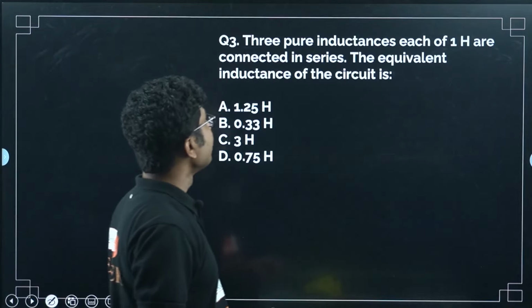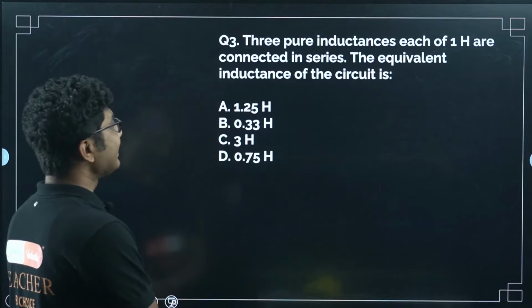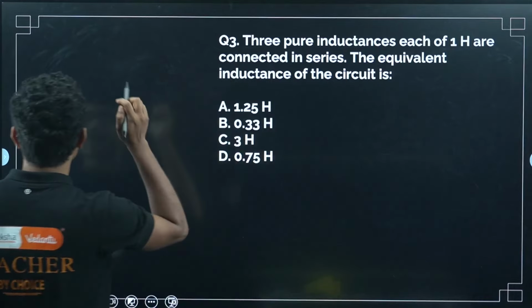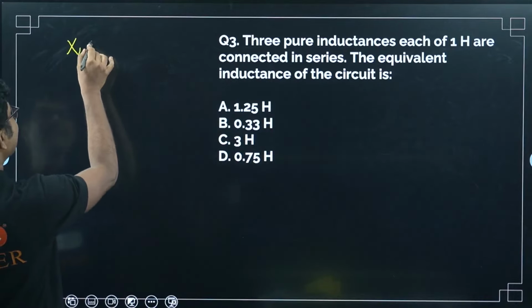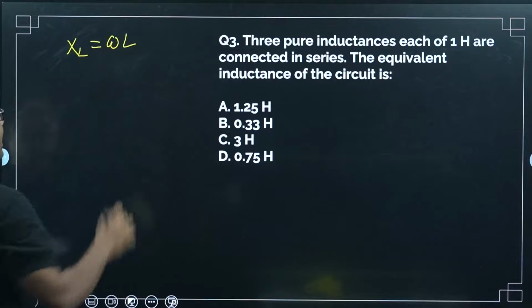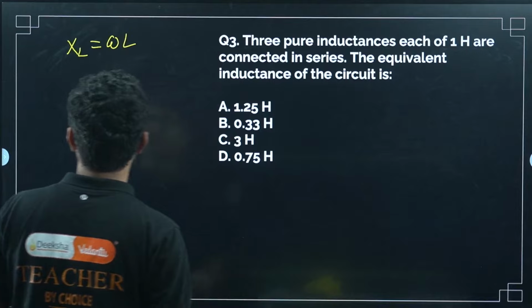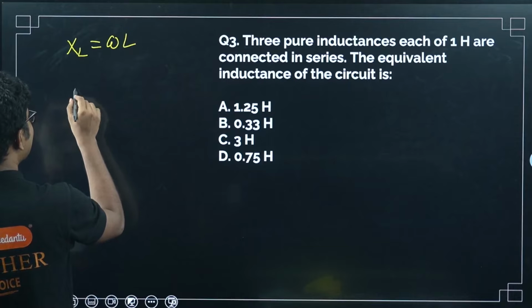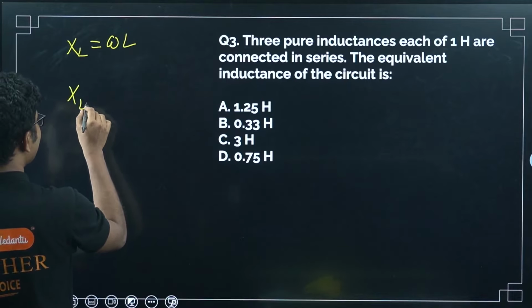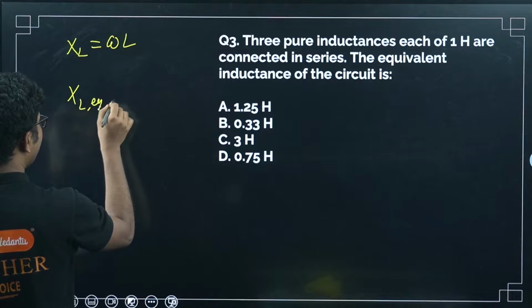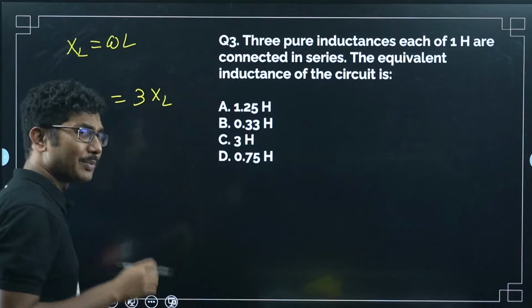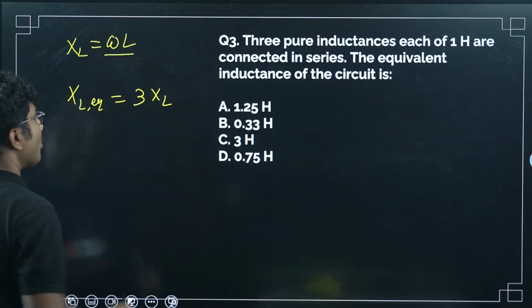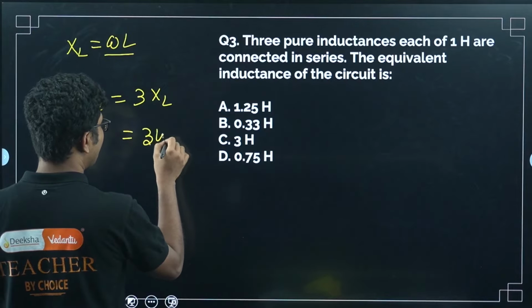Now next question: 3 pure inductances of 1 Henry each are connected in series. Find the equivalent inductance of the circuit. So in the AC chapter we know that inductance can be treated like resistance by applying this law, XL equals omega L. Each of them has the same value, so we can consider the equivalent to be 3XL. You can treat them as simple resistances, because they are proportional to omega. So it will be simply 3 times omega times L.